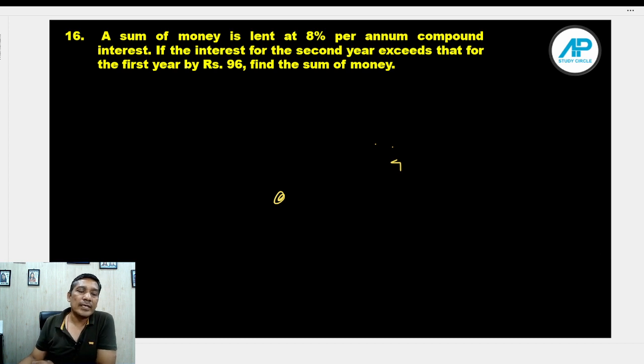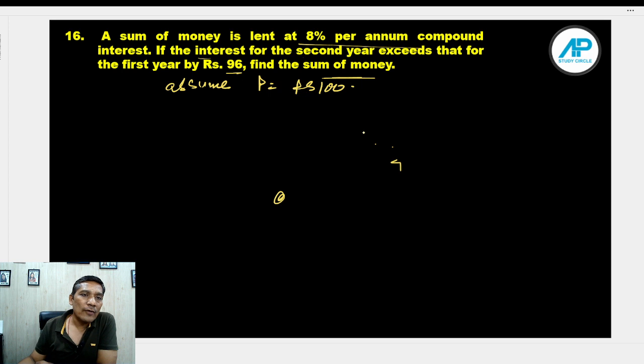A sum of money is lent out at 8% per annum compound interest. Interest for second year exceeds that for the first year by 96. Find the sum of money. For these kinds of questions, always remember, assume principal as rupees 100. Now do everything on this rupees 100 and then use the unitary method to find the original principal. So you have here lent out at 8% per annum compound interest.